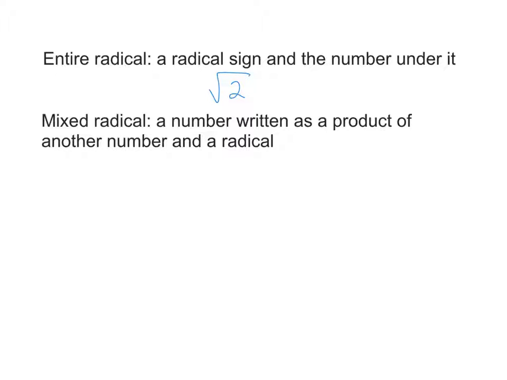A mixed radical is a number written as the product of another number and a radical. So that would be something like 3 root 2. So basically it's a radical with a coefficient. It's mixed because it has the whole number and the radical part, and the entire radical because it's just the radical part and no coefficient.